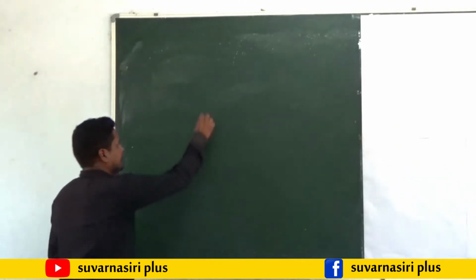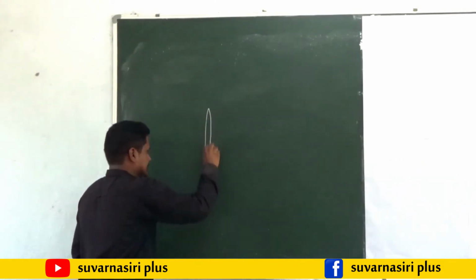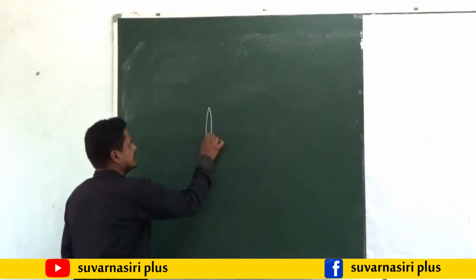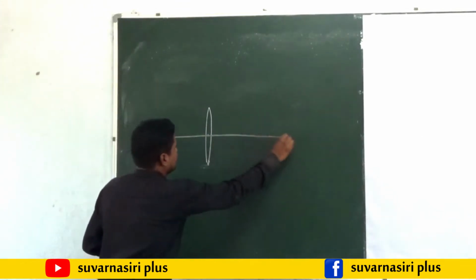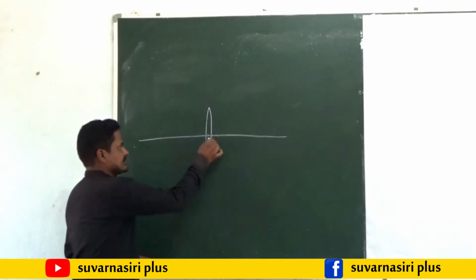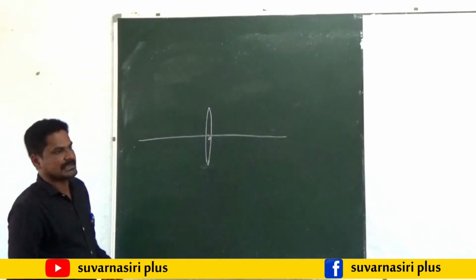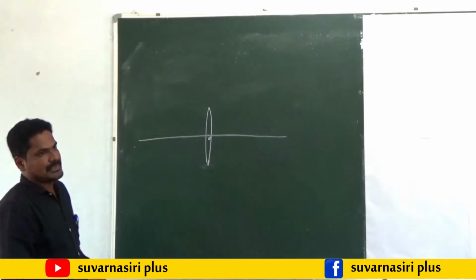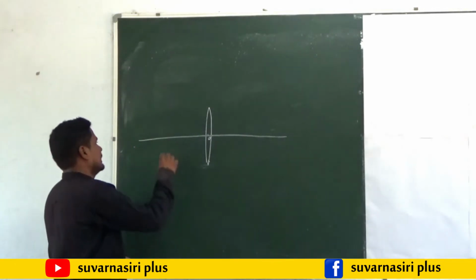So here if I take this one as a lens, this is the principal axis. This is passing through the optic center. This is the principal axis. Okay, just we can see.